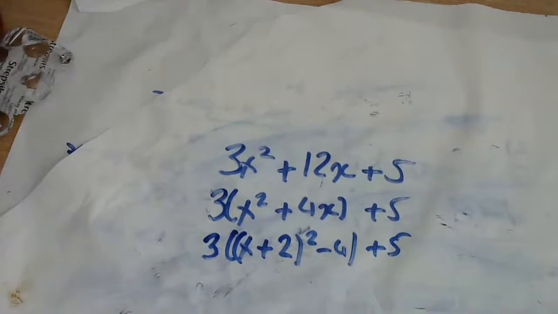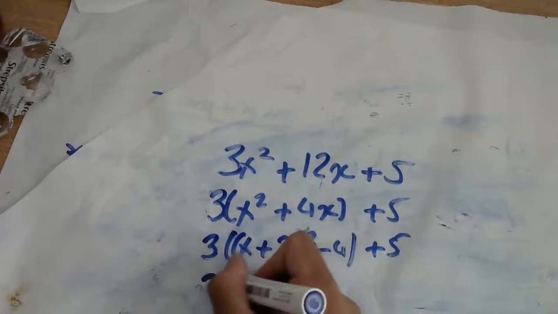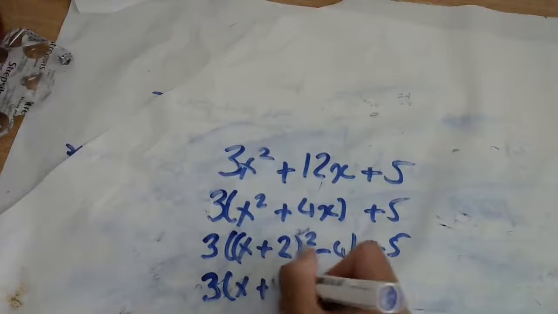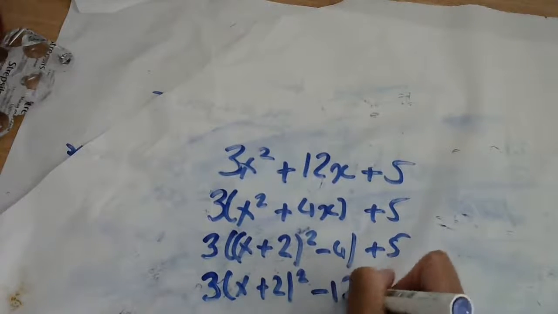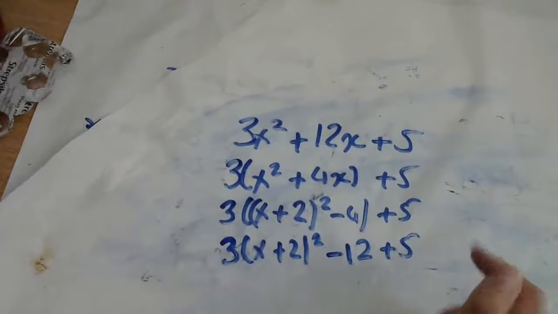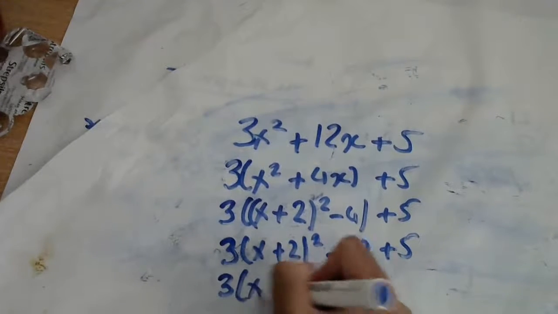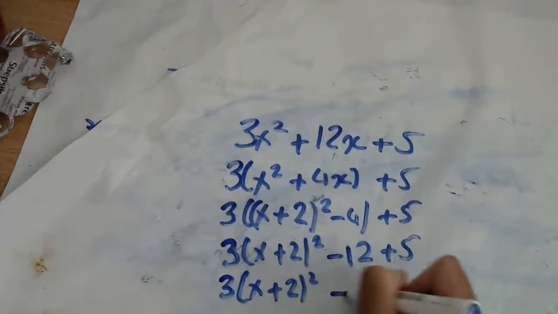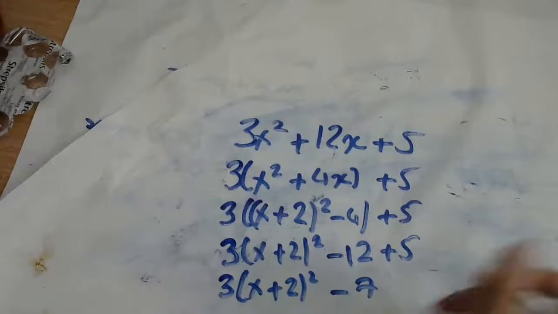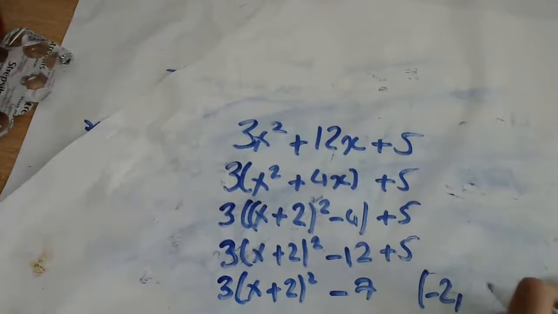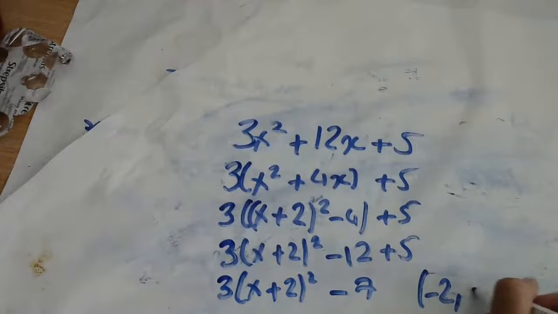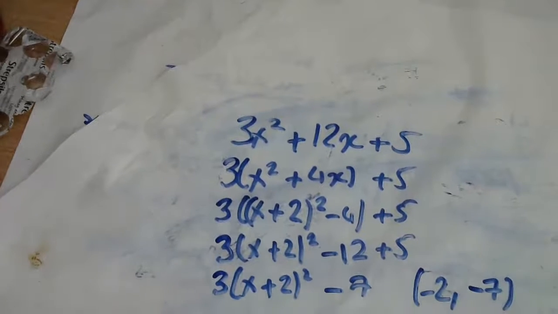All right? So what I did was I completed the square inside the brackets. I've got 2 brackets. Then I expand out by timesing by 3. So I get 3x plus 2 squared minus 12 plus 5. Okay? And that gives me a final answer that looks like this. 3x plus 2 squared minus 7. So where's the turning point this time? Minus 2, minus 7. All right?